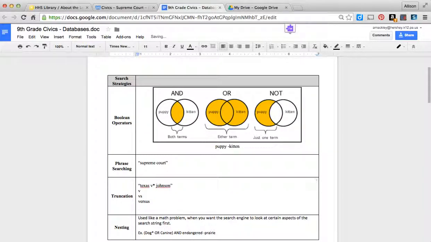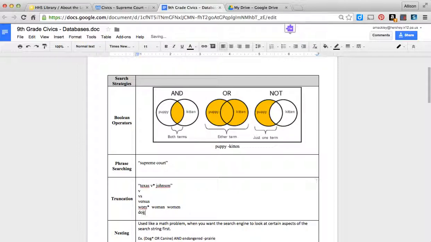I also like to use this for plurals. So you may want to find something about women or woman. I would do WOM with an asterisk, and that will bring back woman and women. You can also use it for words like dog. It'll bring back dog, doggy, dogs, dogma. Any word that begins with dog, it'll put the ending on it for you.